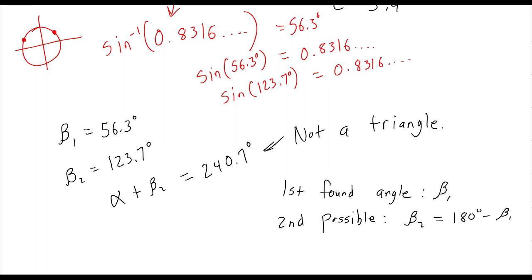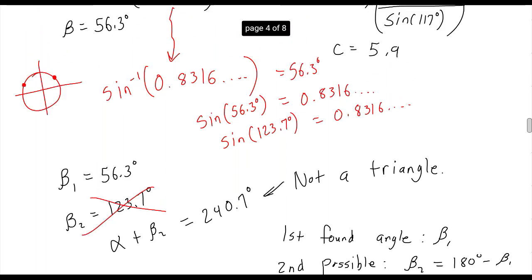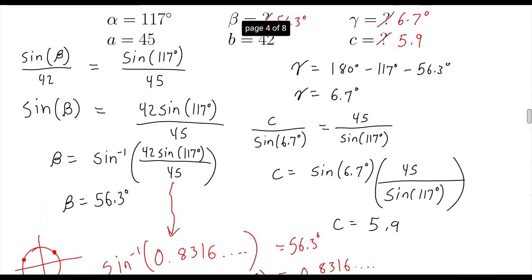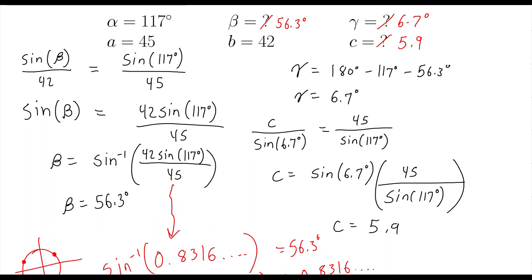Finally, test it out. Add alpha plus beta 2. It has to be less than 180 degrees. If not, it's not a triangle. So in this case, beta 2 added up to something greater than 180 degrees, so this was not describing a second triangle. Therefore, all that goes to say that this right here is the only triangle that I can get from that alpha angle, that side a and that side b.